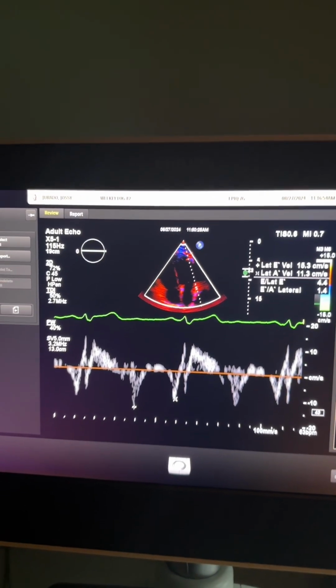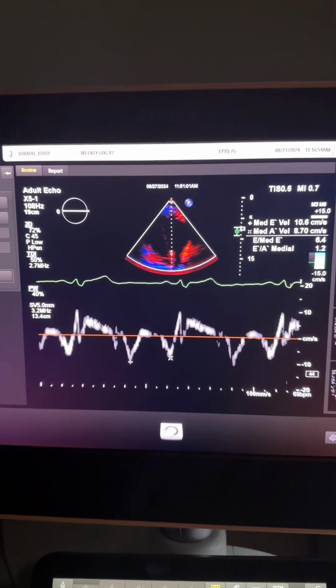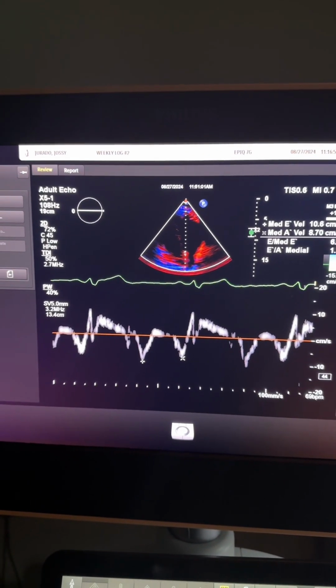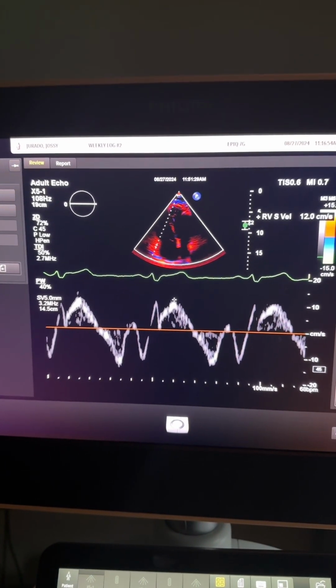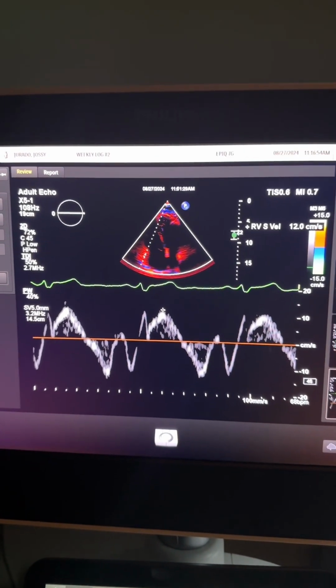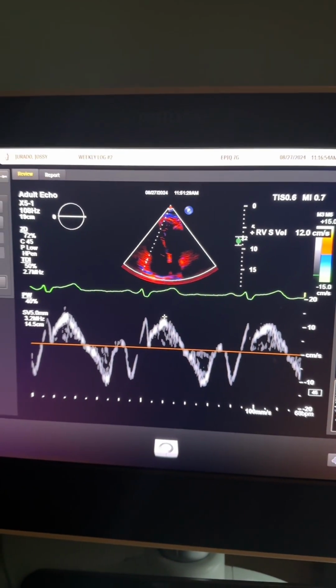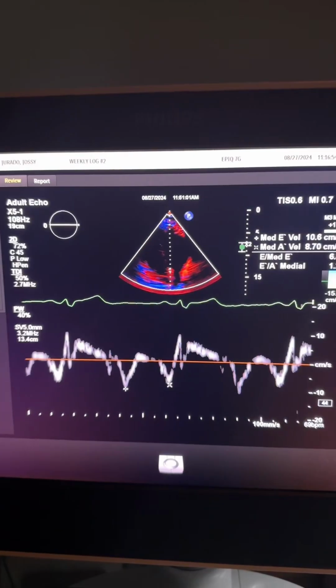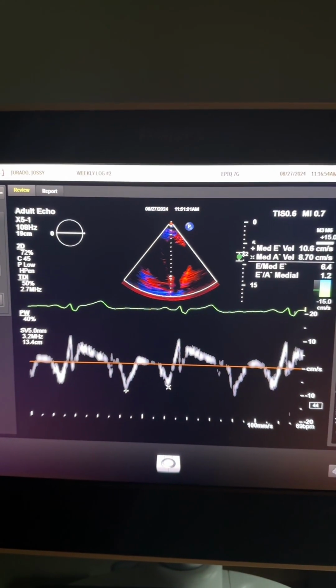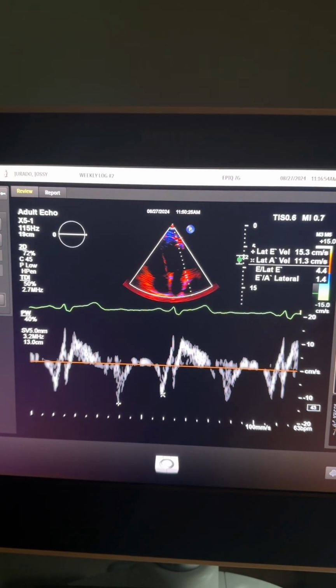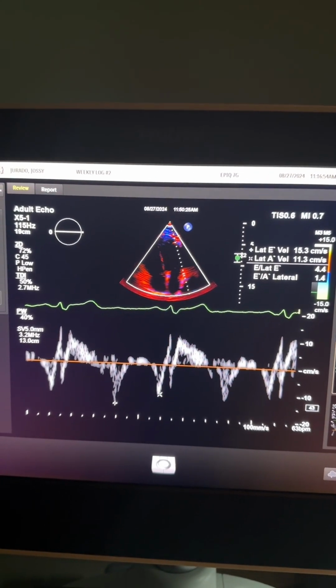I did a VTI septal or medial and the right lateral, where on the right side I measured the S velocity. I measured the medial and lateral, both E and A.